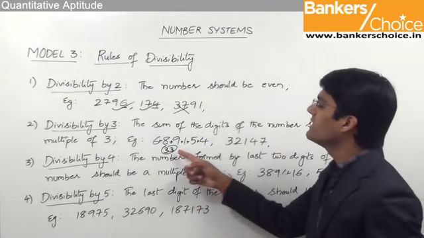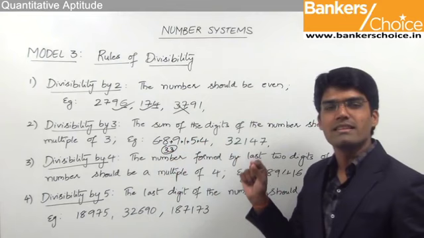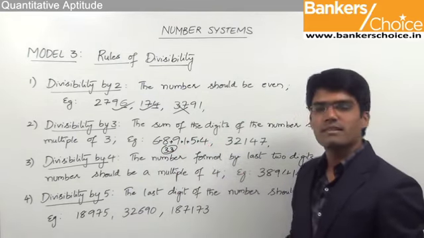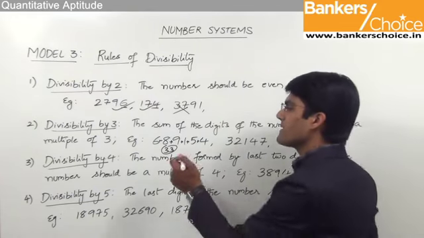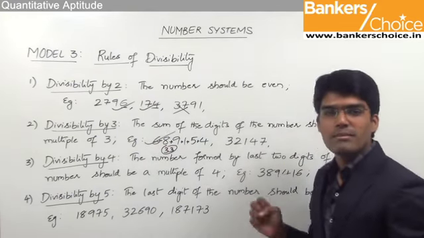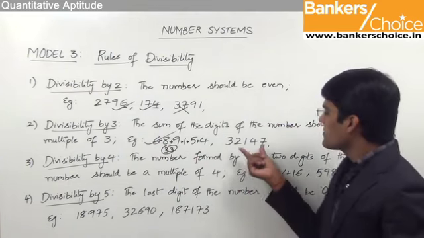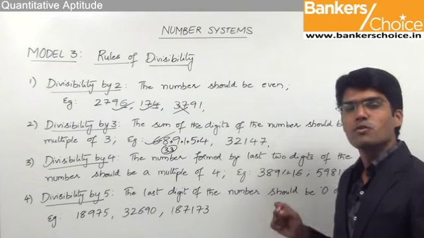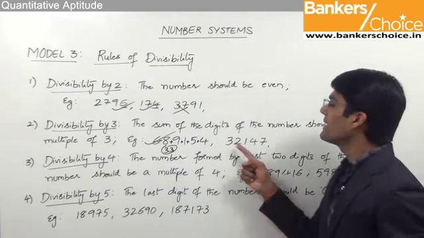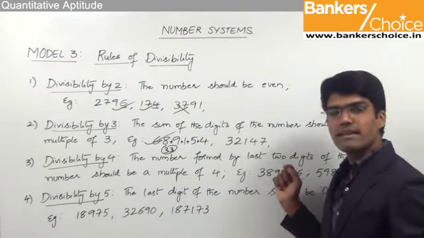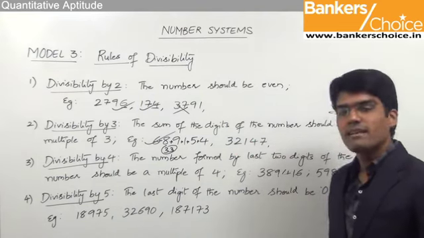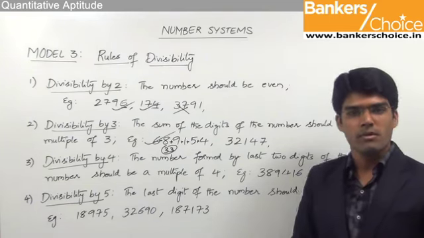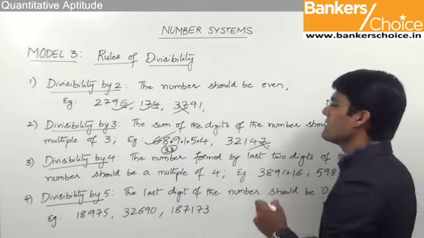And we know that 33 is a multiple of 3. Why? Because 33 is 3 into 11. So if 33 is a multiple of 3, then this number is definitely divisible by 3. Why? Because the sum of its digits is a multiple of 3. Let us now see whether this number 32147 is divisible by 3 or not. Again, we need to find out the sum of the digits. 3 plus 2 is 5, plus 1 is 6, 6 plus 4 is 10, and 10 plus 7 is 17. 17 is not a multiple of 3. So this number is not divisible by 3.